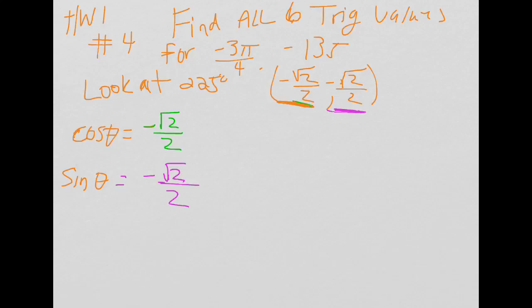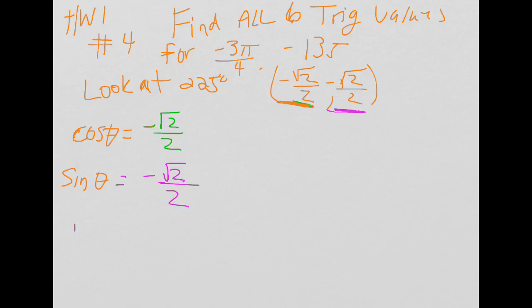Is anybody confused on either one of those? All you do is look at the ordered pair and write down the x for cosine and the y for sine. No math involved whatsoever. It's just purely knowing the unit circle. Yes?